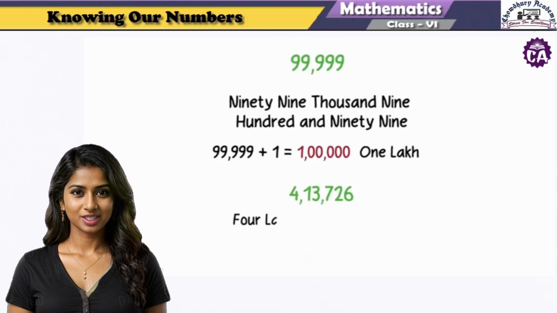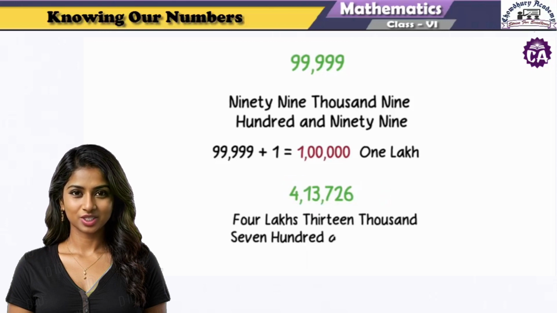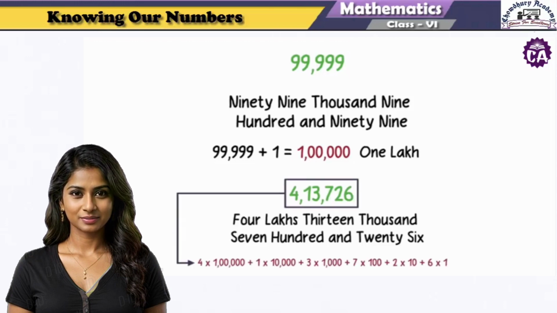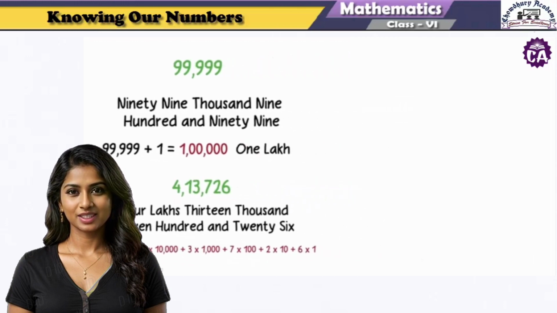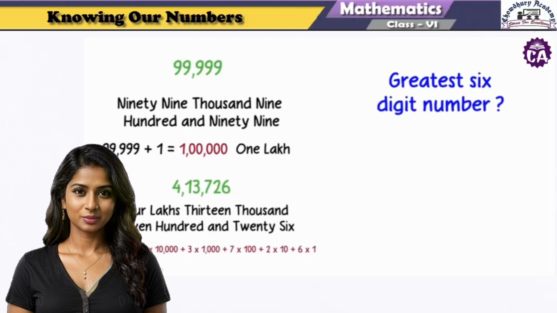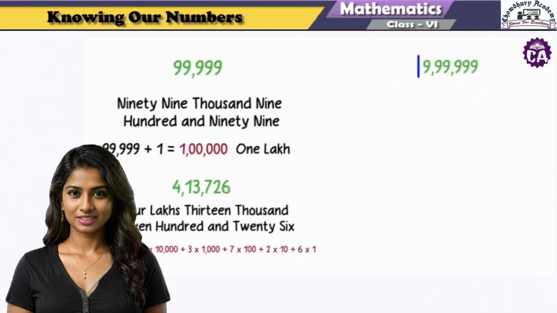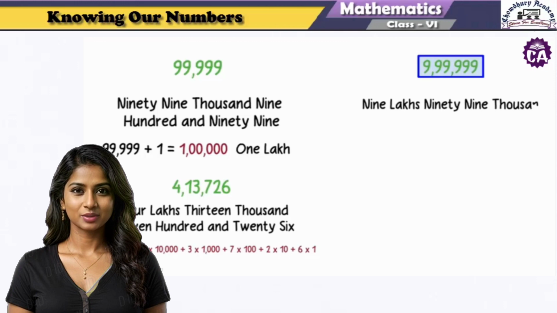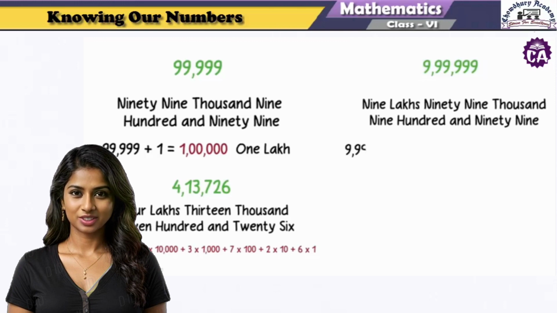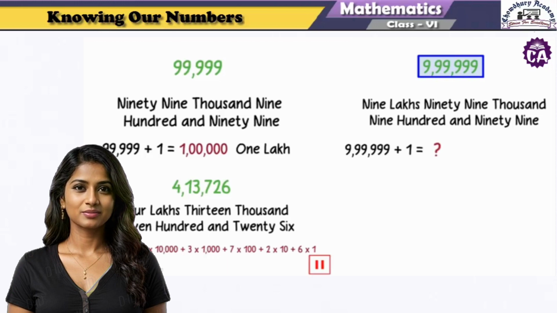It'll be 4,13,726. And the expanded form will look like this. Now can you tell me the greatest 6-digit number? That's right. It's 9,99,999. What do we get if we add 1 to the greatest 6-digit number?